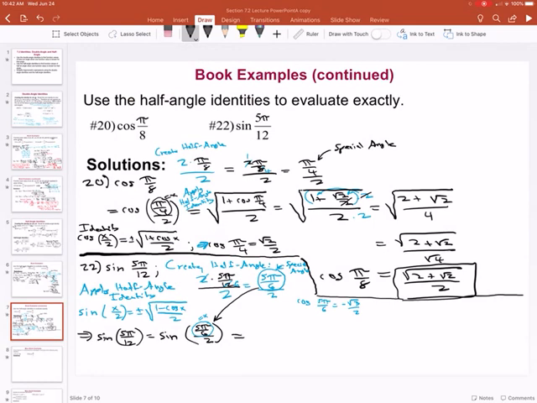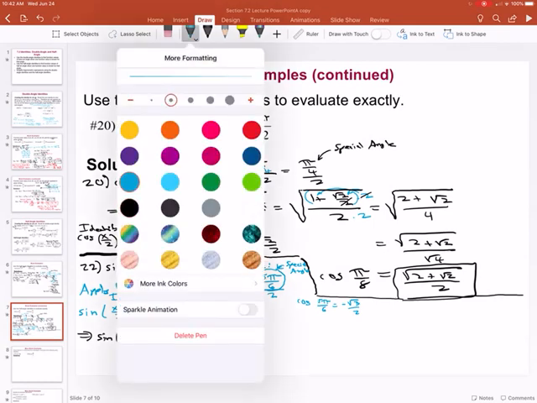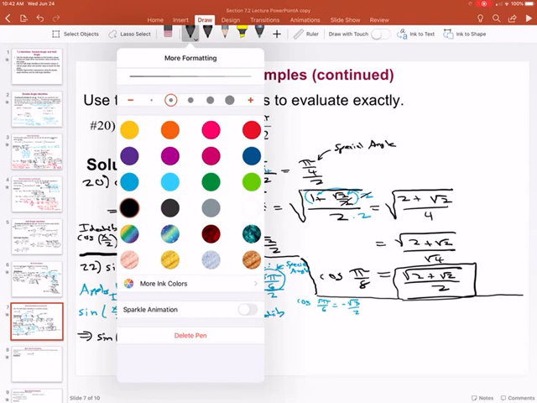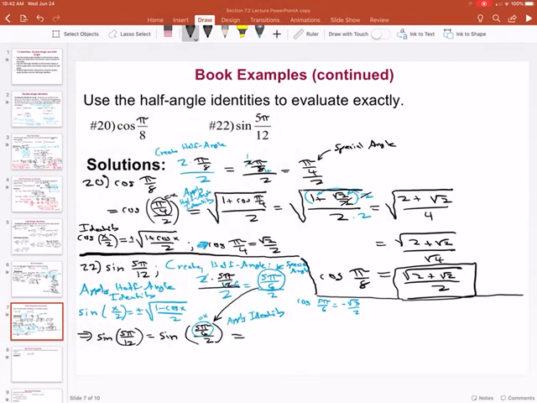Applying the identity, let's write a note from that. What do we get? We get the positive square root or the negative. We know our function value is positive with a quadrant 1 angle. So square root of 1 minus the cosine of x, where x in this example is 5 pi over 6, all divided by 2.